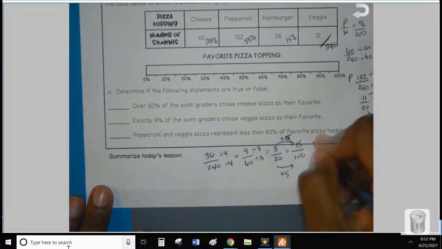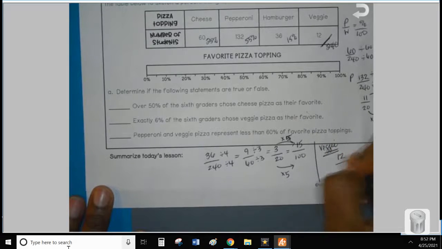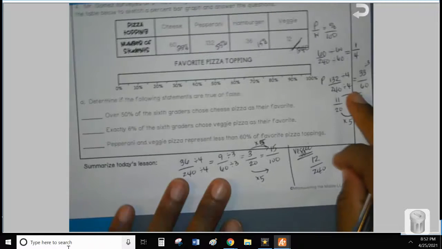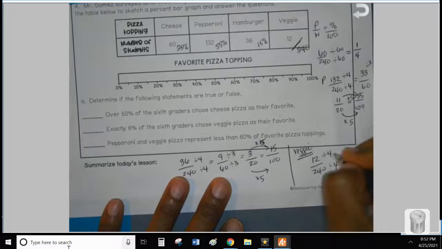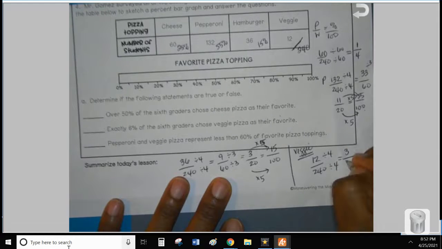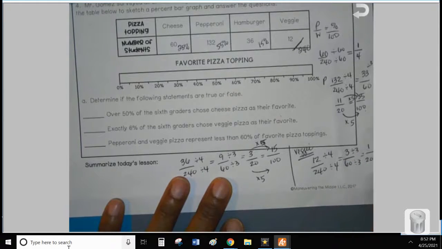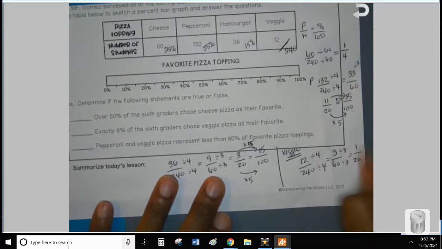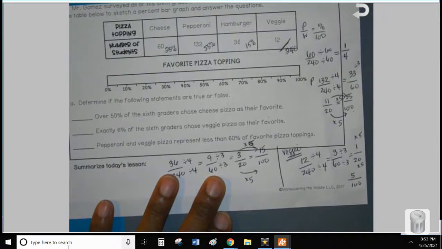And then last we have veggie pizza. 12 out of 240. We can simplify again by 4. 4 has been our friend this day. So 4 would go into 12 3 times. 4 would go into 240 60 times. Again, I can simplify by 3. I get 1 out of 20. We want to make that out of 100. We know if we multiply the bottom times 5, we do the same to the top. So I will have 5 hundredths, which is going to give me 5% for veggie.